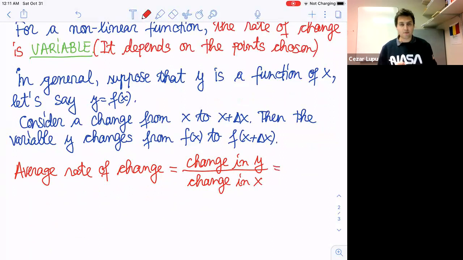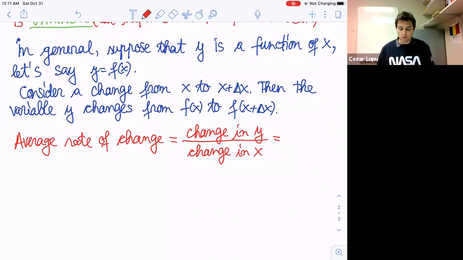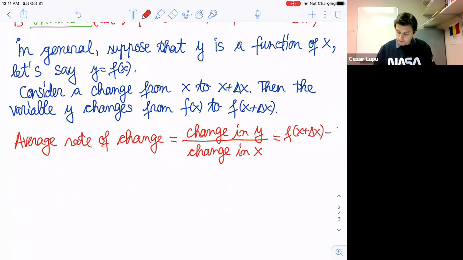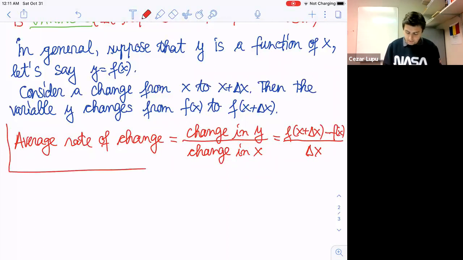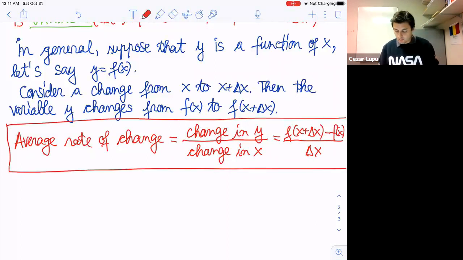which is nothing else if we want to look at the formula. So the change in y will be f of x plus delta x minus f of x, right? And the change in x will be nothing else, it's x plus delta x minus x, which is nothing else than delta x. So let's keep this in mind. So this is what we call the average rate of change. So it's given by this formula, right?